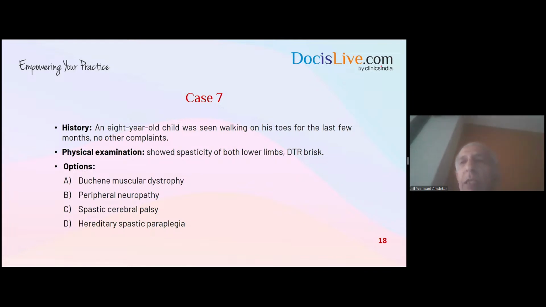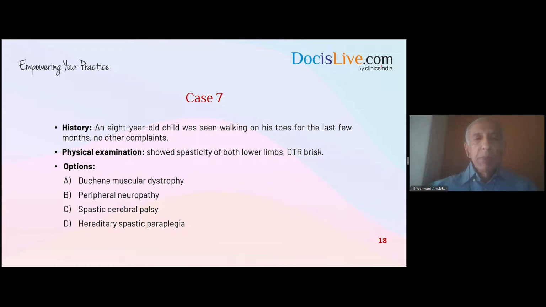One, this is not a Duchenne muscular dystrophy, largely because you have increased deep tendon reflexes, which means that this is an upper motor neuron lesion. And therefore, Duchenne muscular dystrophy and peripheral neuropathy, both being lower motor neuron lesions, are out. Well, it could be a spastic cerebral palsy, or it could be a hereditary spastic paraplegia.